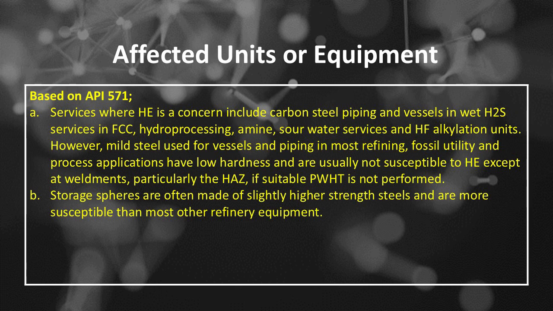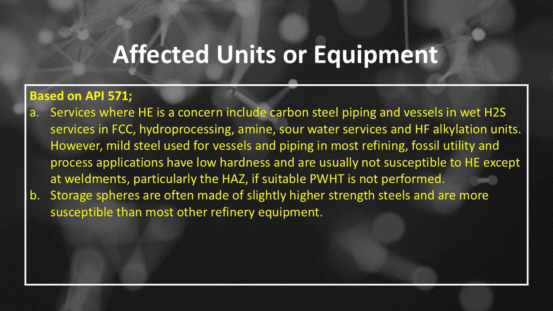Hydrogen embrittlement damage affected units or equipment based on API 571. Number A, services where HE is a concern include carbon steel piping and vessels in wet H2S services in FCC, hydroprocessing, amine, sour water services and HF alkylation units. However, mild steel used for vessels and piping in most refining, fossil utility and process applications have low hardness and are usually not susceptible to HE except at weldments, particularly the HAZ, if suitable PWHT is not performed.